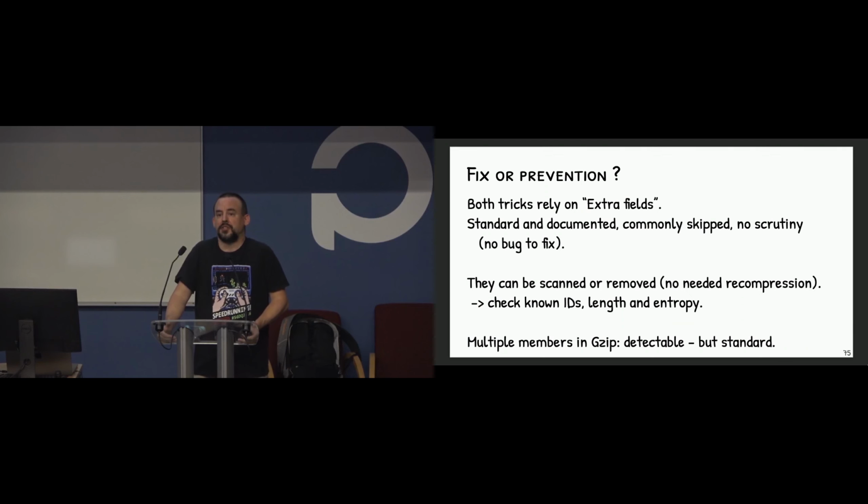So can you do something to fix or prevent this? Yes. Zip files rely on extra fields. Usually they are just silently ignored, and there is no scrutiny, but they could be scanned, they could be removed, and they will still be valid zip files, or valid archive files. If you were to look at the content of the extra field and see something very fishy, like a non-standard ID, a big length, and very high entropy, you could detect and discard them. And multiple members in gzip are detectable, and it's still standard, even though it's not so common. There is a format, like I mentioned earlier, that relies on multiple members, bgzip, which is why it's normal that it stays accepted by parsers, and by gzip most importantly.